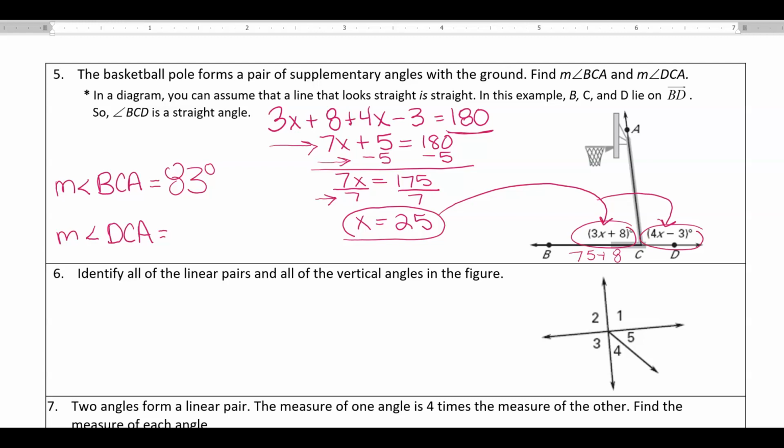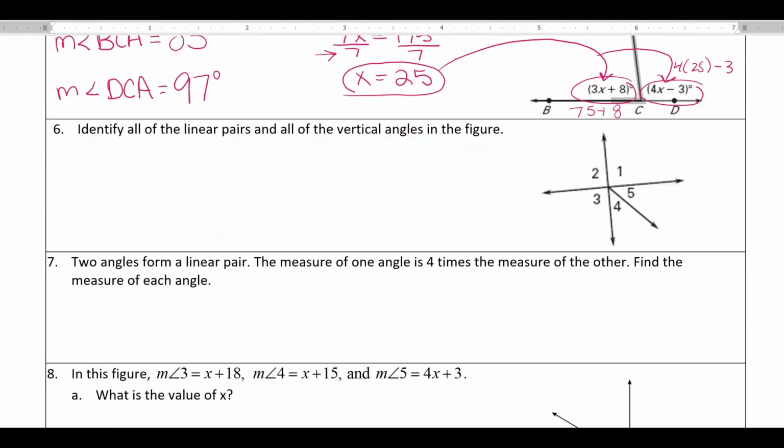Now there's two ways to get the next one. You can plug in 4 times 25, you get 100, and you subtract 3 and you will get 97. Or if you did not want to do that, you could have simply said 180 minus 83 because they are supplementary. Together they form 180 degrees.